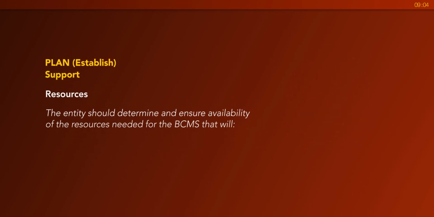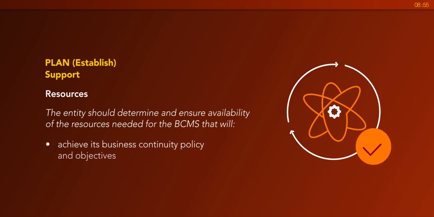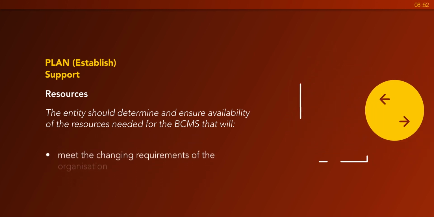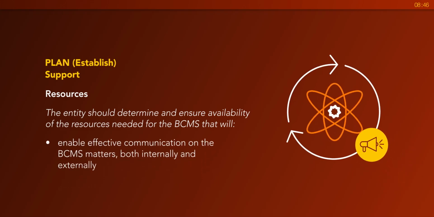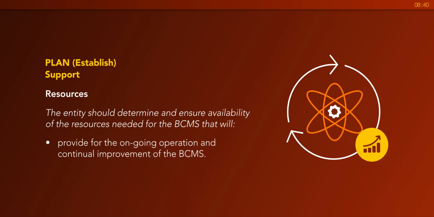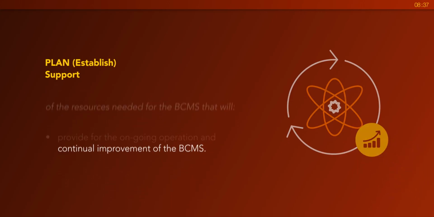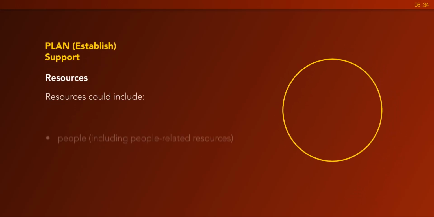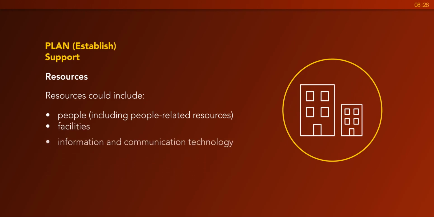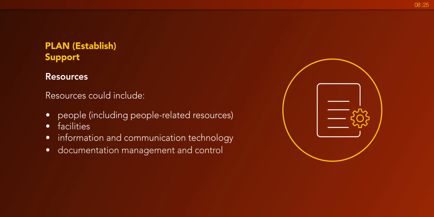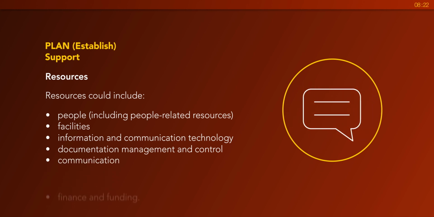Support. Resources. The entity should determine and ensure availability of the resources needed for the BCMS that will achieve its business continuity policy and objectives, meet the changing requirements of the organization, enable effective communication on the BCMS matters, both internally and externally, and provide for the ongoing operation and continual improvement of the BCMS. Resources could also include people, including people-related resources, facilities, information and communication technology, documentation management and control, communication, and finance and funding.